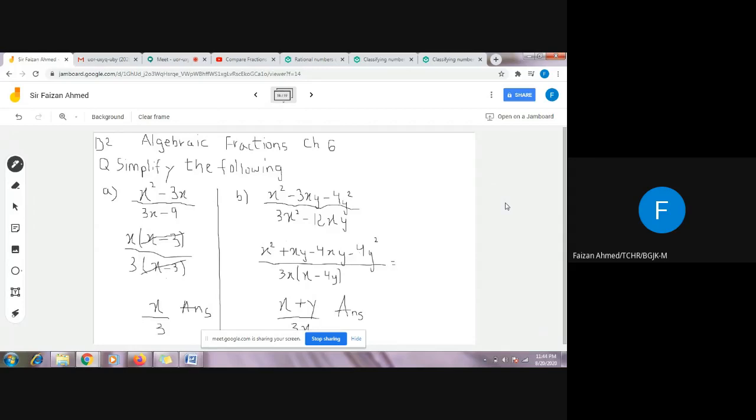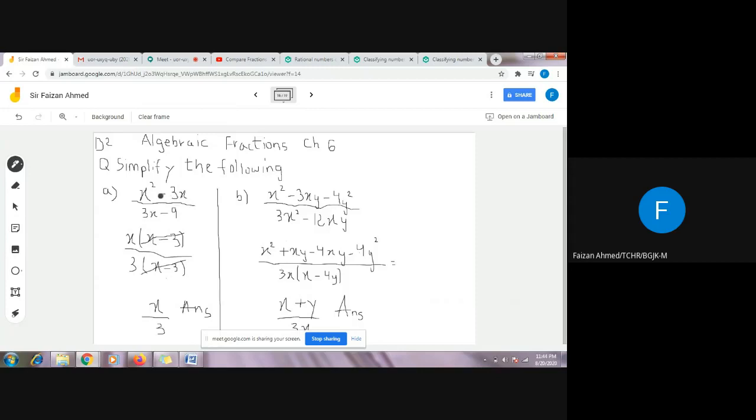So in the first question, the numerator is x square minus 3x, and the denominator is 3x minus 9, and we have to simplify the fraction. In order to make it simple, we have to cancel out something, but we can't see anything same in the numerator and denominator. But if we factorize the numerator and the denominator by taking common, we can see that a bracket will come in both.